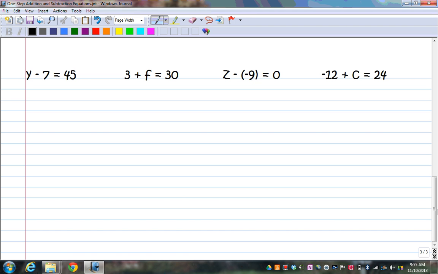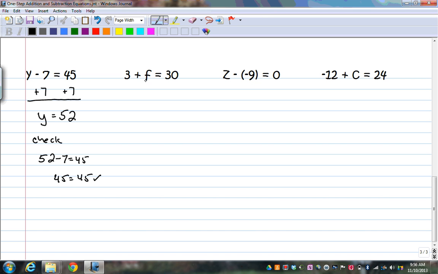Okay, for this first one, the opposite of a negative 7 is a plus 7. I do that to both sides. And I have y on the left and on the right 45 plus 7, which is 52. So I'm saying y is 52. Well, let's check it to make sure. 52 minus 7 should be equal to 45. Hey, 45 equals 45. It works. I'm right. Yay. Next one.